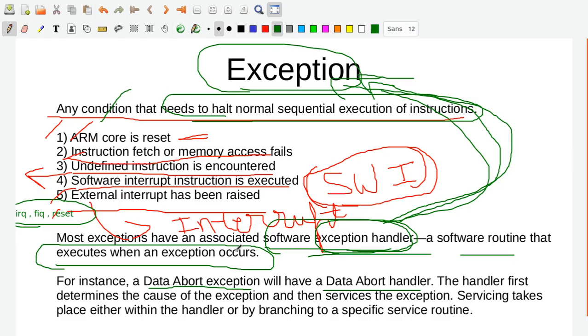Of course, whenever some problem is there, then only there is an exception condition, and that has resulted in the halting of the execution of the instruction. So the software handler determines what has caused that exception, then services that exception. Servicing results in branching and all those things that we shall look into later on. But one thing you have to understand from this slide is that an exception is any condition which halts the normal sequential execution of the instructions.